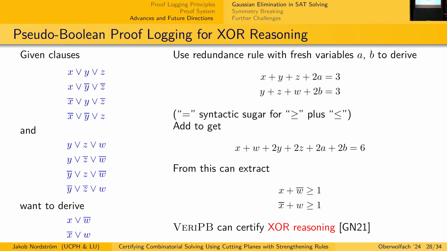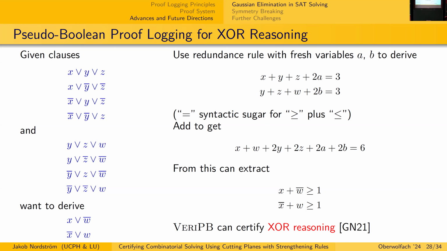Why? Well, because this is just saying that X XOR Y XOR Z is odd, and this is saying that Y XOR Z XOR W is odd. So I just add them up and I get that X XOR W is even. Of course, resolution can't see this, but a SAT solver with Gaussian elimination would detect this.